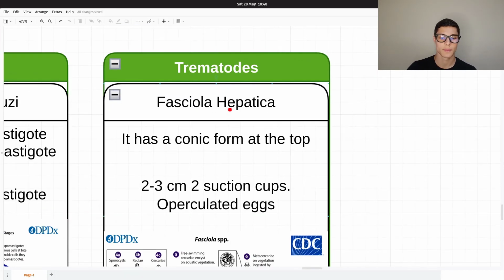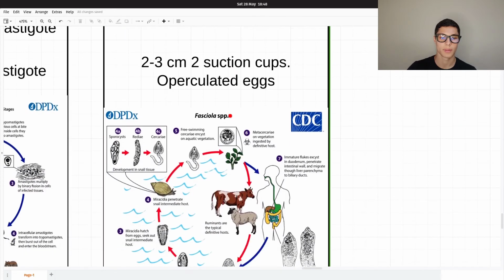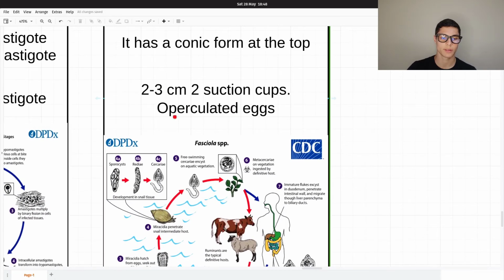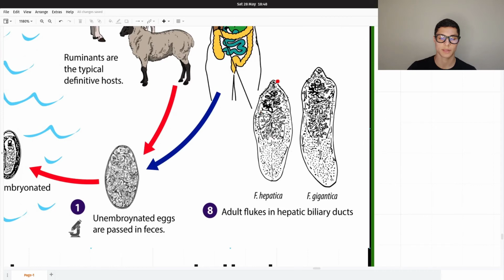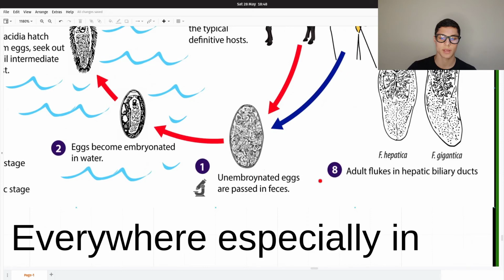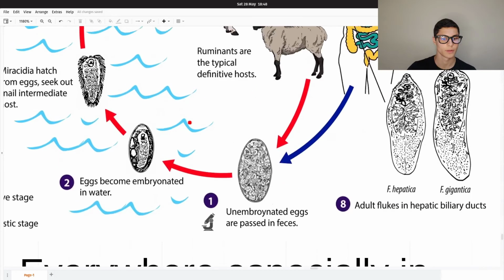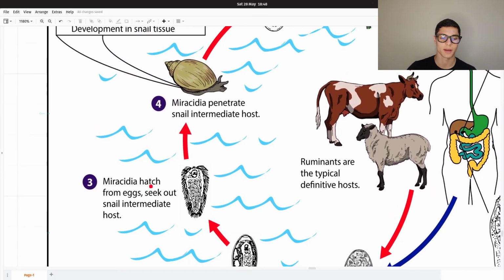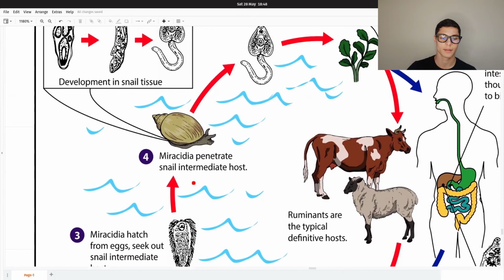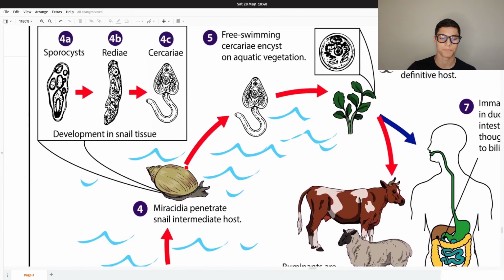This is a trematode. It has a conic form at the top and is not very small because it's quite big, 2 to 3 centimeters, and it has 2 suction cups, and it has inside operculated eggs. You can see here, this is the Fasciola hepatica with the cone at the top, and the cycle starts with unembryonated eggs in feces.